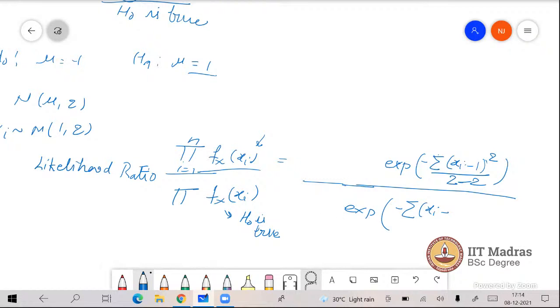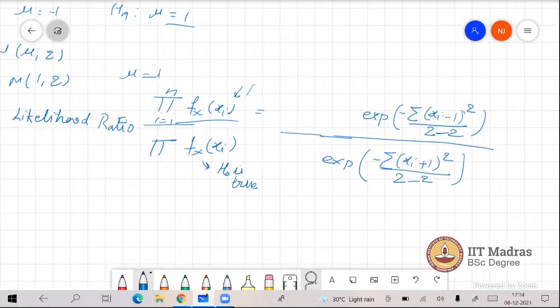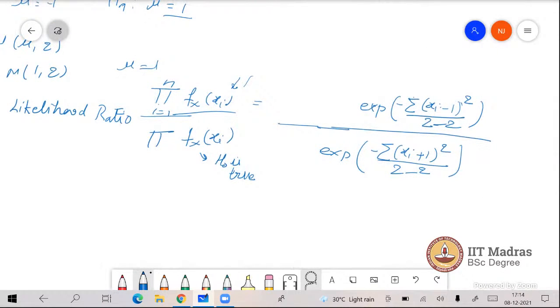Now when h is true, your mu is 1, so this will become summation over x_i minus 1 raised to power 2 upon 2 sigma square, plus summation over x_i plus 1 upon 2 sigma square. Right? So this is your likelihood ratio. Now you just need to evaluate this and get the exact term, whatever has been given to you, in the form of that.